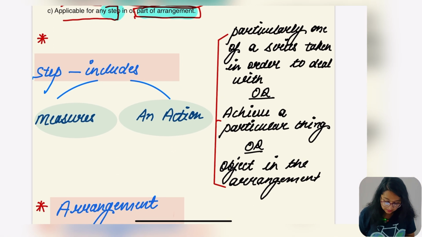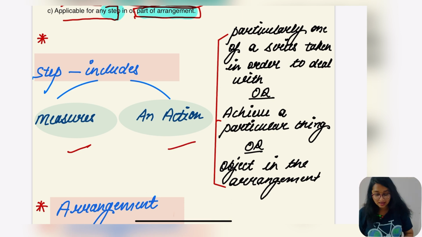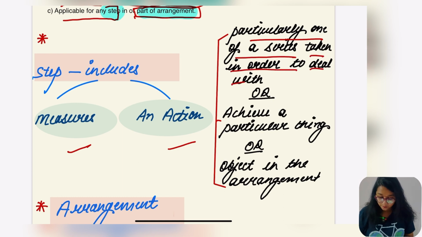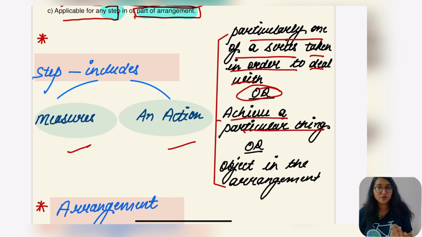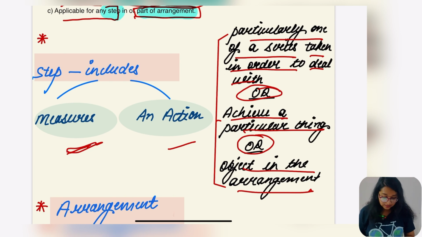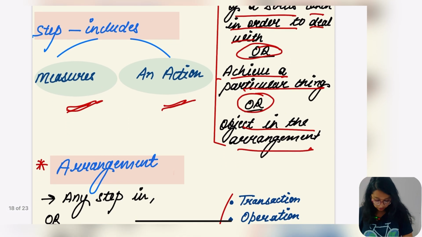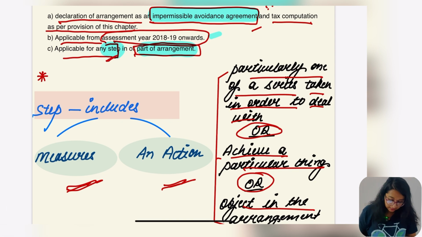Now step means, step includes measures and actions. A measure or action which is particularly one of a series taken in order to deal with or achieve any particular thing or object in the arrangement. It is the measure or action which is done as one of the series taken in order to deal with or achieve any particular thing or object in the arrangement. So we get the meaning of step.